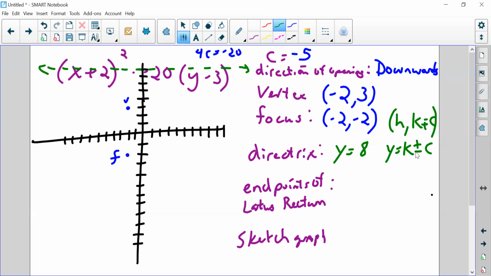So now I'm looking at the endpoints of the latus rectum. So this is focusing on my focus.